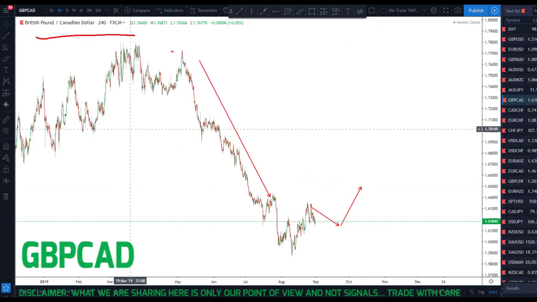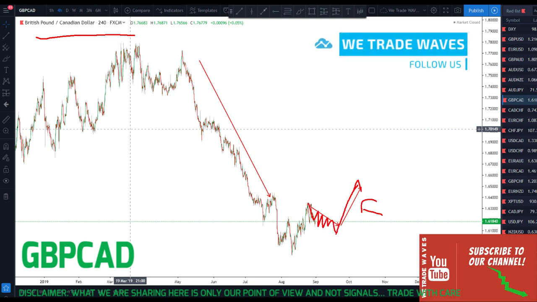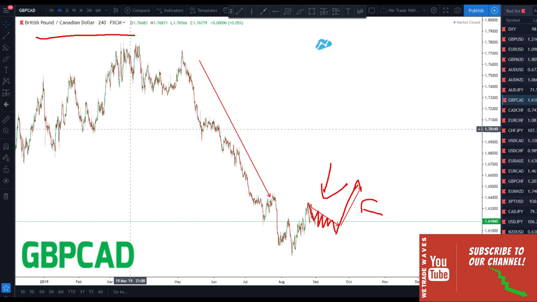Pound CAD, for this one, guys, we are expecting a corrective structure and one more move up. We'll go for this up move if the market gives us a setup.